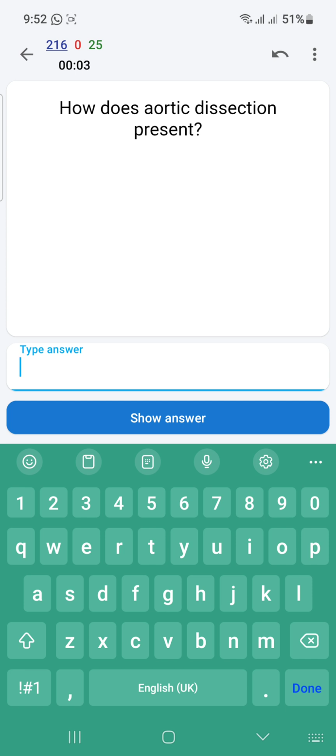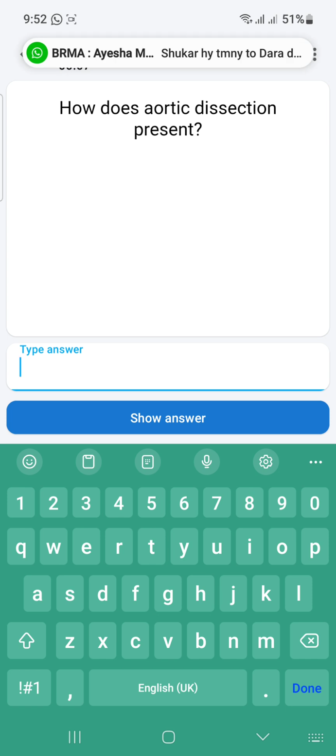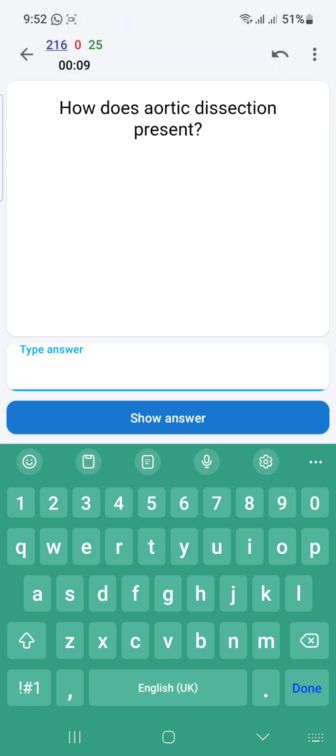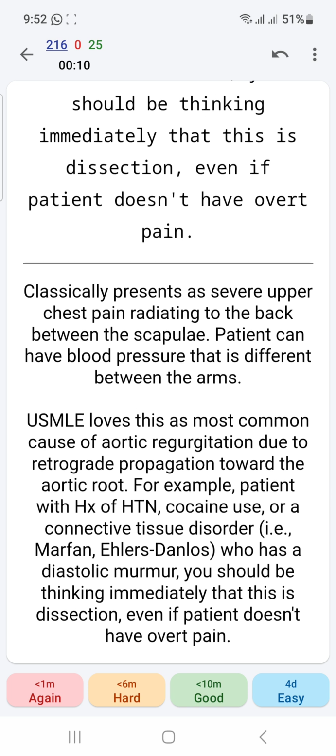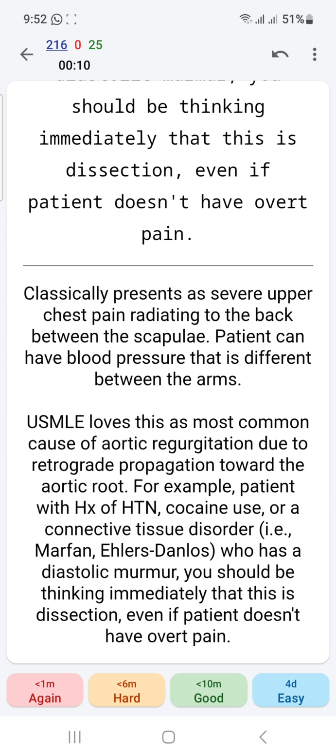How does aortic dissection present? It classically presents as severe upper chest pain radiating to the back between the scapulae. Patient can have blood pressure that is different between the arms.